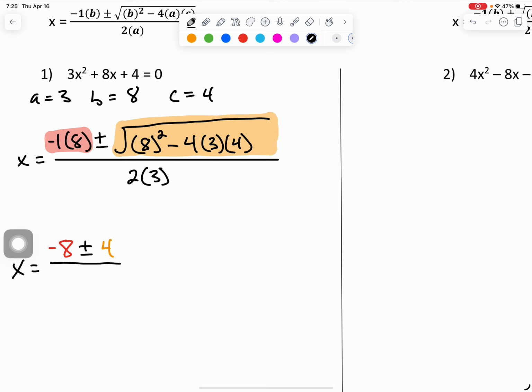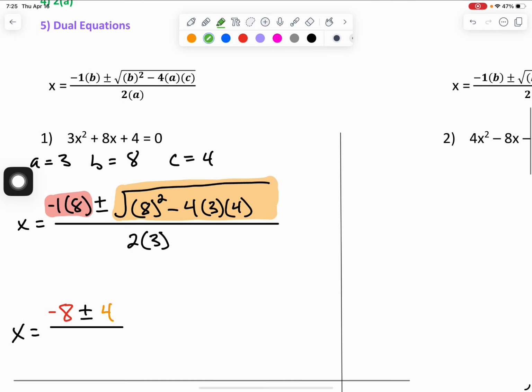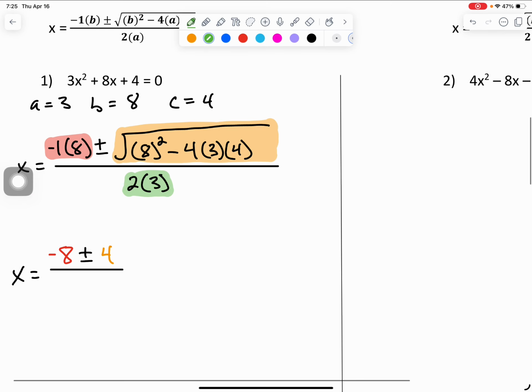All right, then we'll set that over. And step 4 says to do 2 times A. So we'll do our 2 times 3 that we plugged in. And we get 6.